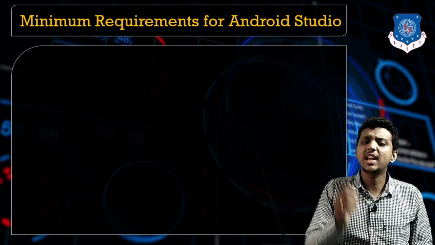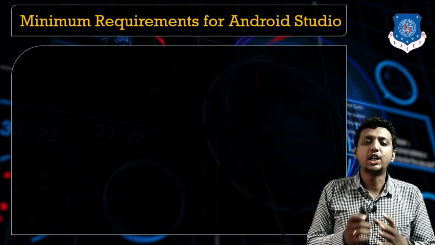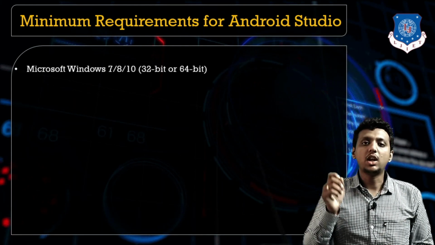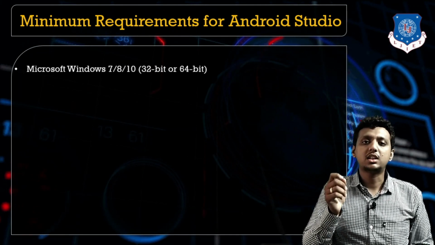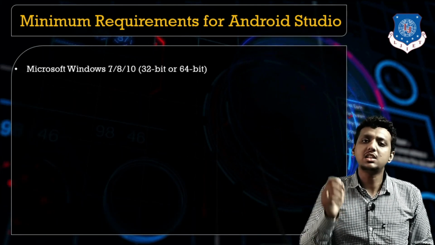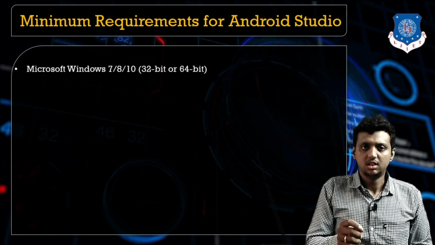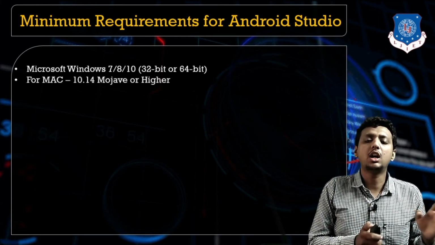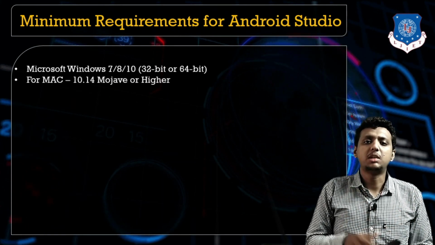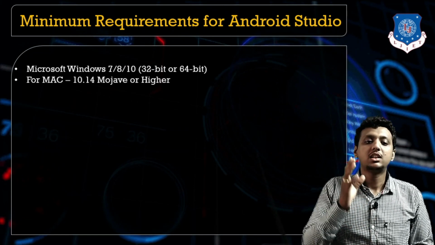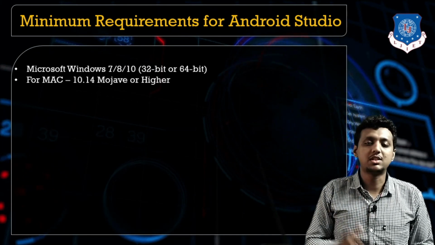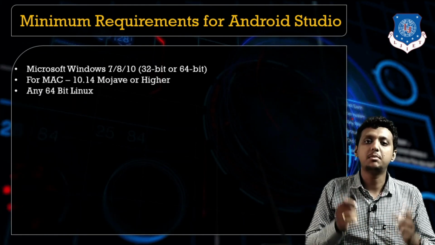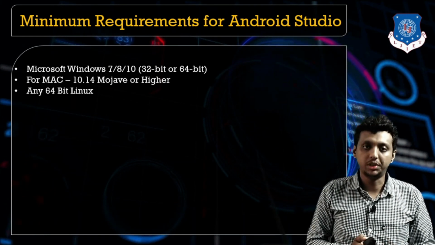Now, the next topic is the minimum requirements for Android Studio. I'm going to show you the minimum hardware requirements of Android Studio. Android Studio needs to be on an operating system such as Windows 8 or 10, both 32-bit as well as 64-bit. For macOS, the minimum version required is 10.14, Mojave, or a higher version. Any Linux 64-bit operating system can easily install Android Studio.